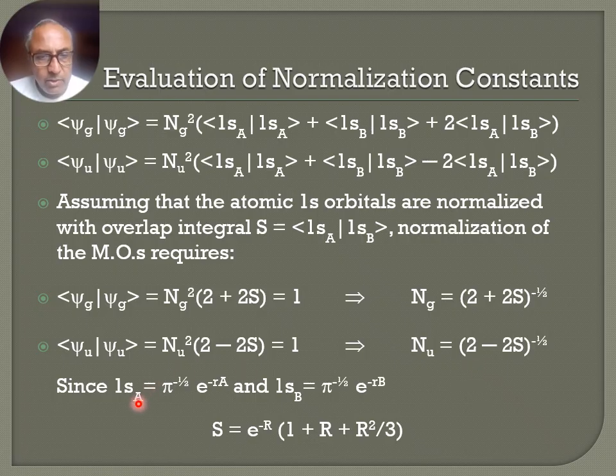And since 1sa equals 1 upon root pi e to the power minus ra, and 1sb equals 1 upon root pi e to the power minus rb, it can be shown that s is equal to e to the power minus r into 1 plus r squared by 3.